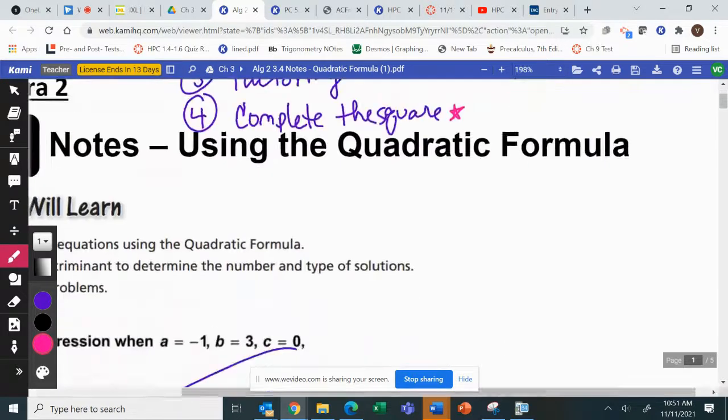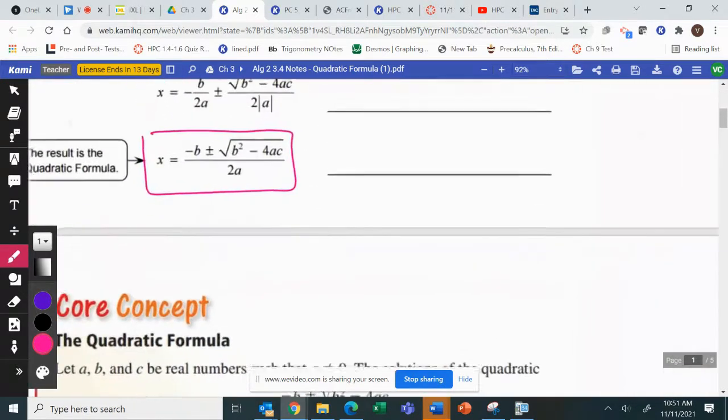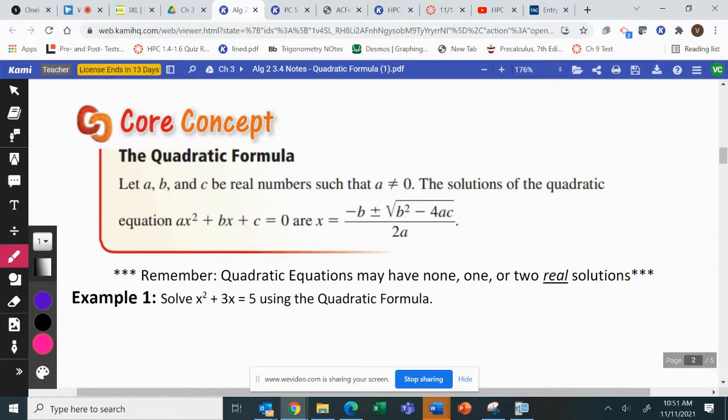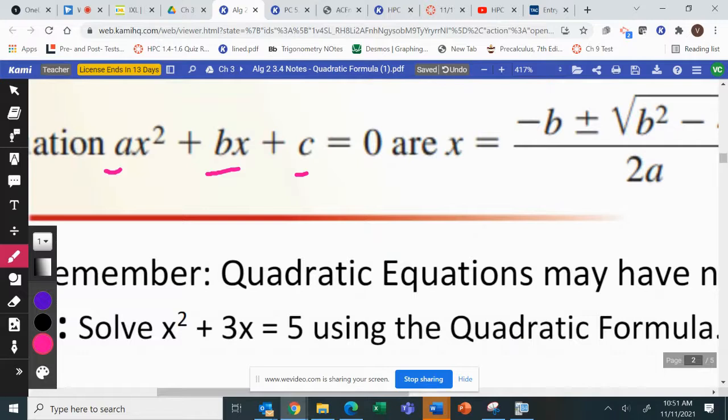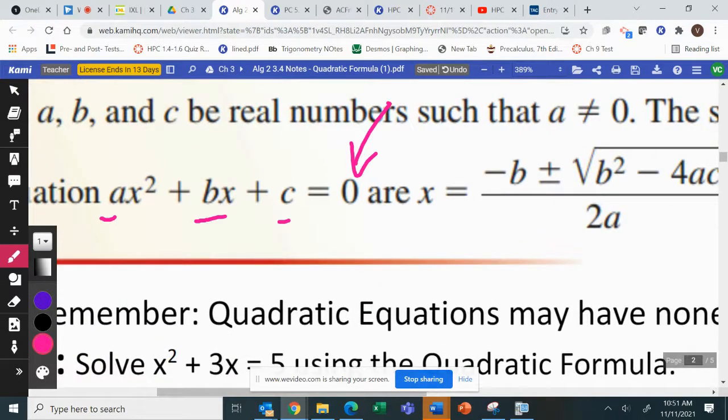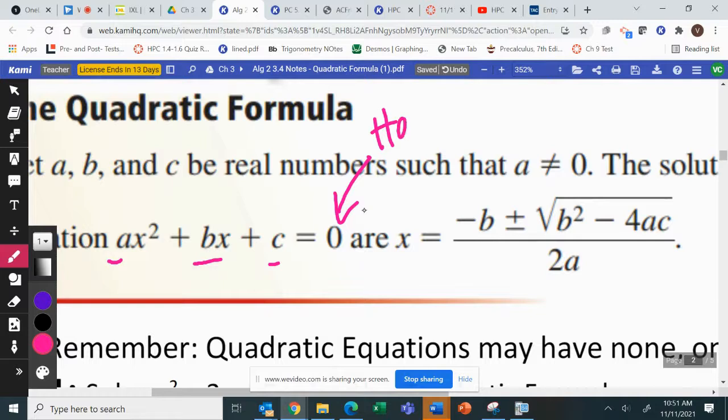Okay. So let's learn this song. Here's the formula. We're going to learn the song. So you have to know where A, B, and C are in the quadratic equation. We studied that in our last chapter when we were graphing, so we should already know where A, B, and C are. Also, the equation has to say equals 0 or you cannot do it. It has to equal 0 first. If it doesn't say equals 0, you can't do the quadratic formula.